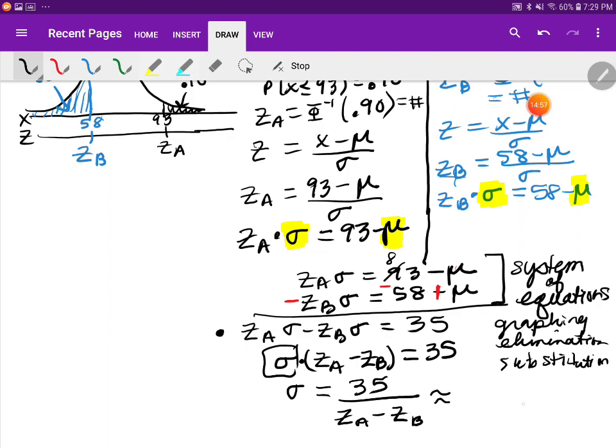And then you'd get your answer. Now, to get your answer for sigma, what you'd have to do is find ZA and ZB on the calculator. So how are you going to find ZA and ZB?